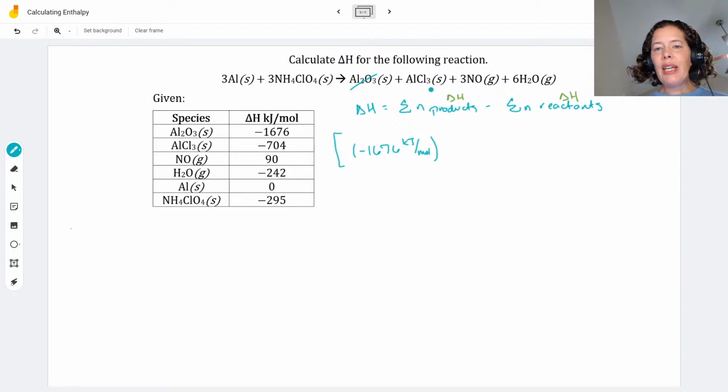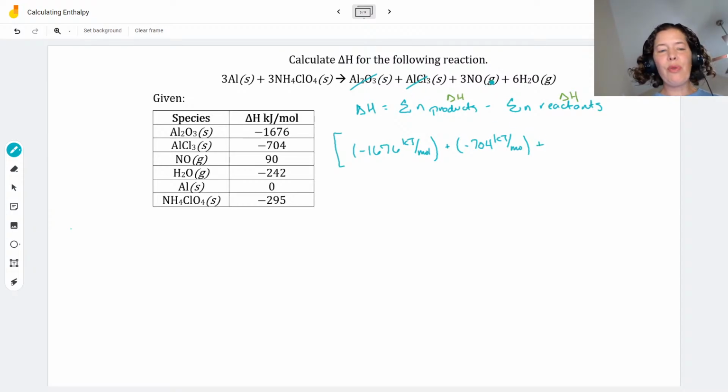My next product is AlCl3, which again is next here. So you can see this is a helpful table because it's actually ordered in terms of products minus reactants. So that's fantastic. All right, and again, in front of this AlCl3, we assume that there is a 1. So it's just got a multiplier of 1, which I'm not going to bother to write down. So that's 704, again, kilojoules per mole. So I'm still summing here. That one's taken care of.